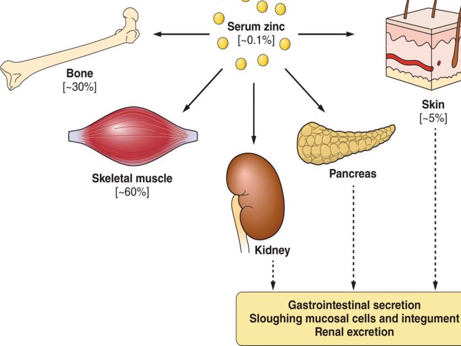Now, when dietary zinc is consumed, 30 to 40% of that dietary zinc is absorbed from the GIT, mainly from the duodenum. Of that absorbed zinc, 30% goes to the bones, and approximately 60% is required by the skeletal muscles. The pancreas also needs a fraction of this zinc for the release of the hormone insulin, and approximately 5% of that zinc goes to the skin.